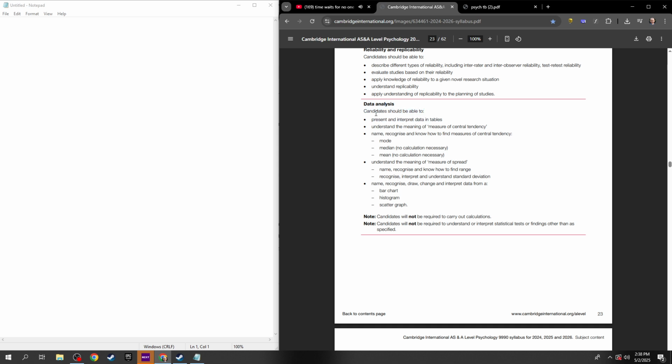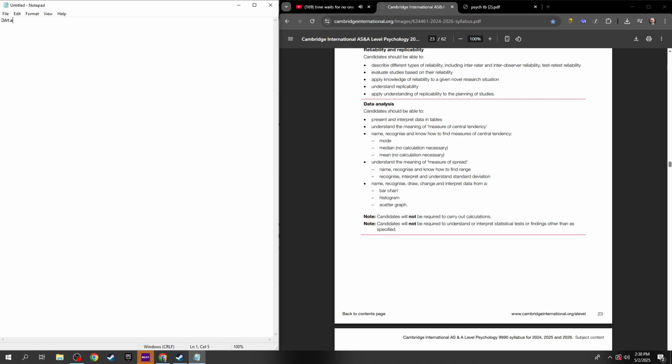Candidates should be able to do these things: present and interpret data in tables, understand the meaning of measure of central tendency, name, recognize, and know how to find measures of central tendency. For example, mode, median, and mean. You won't have to learn how to calculate these. You have to understand the meaning of measure of spread. So I'll be writing this down.